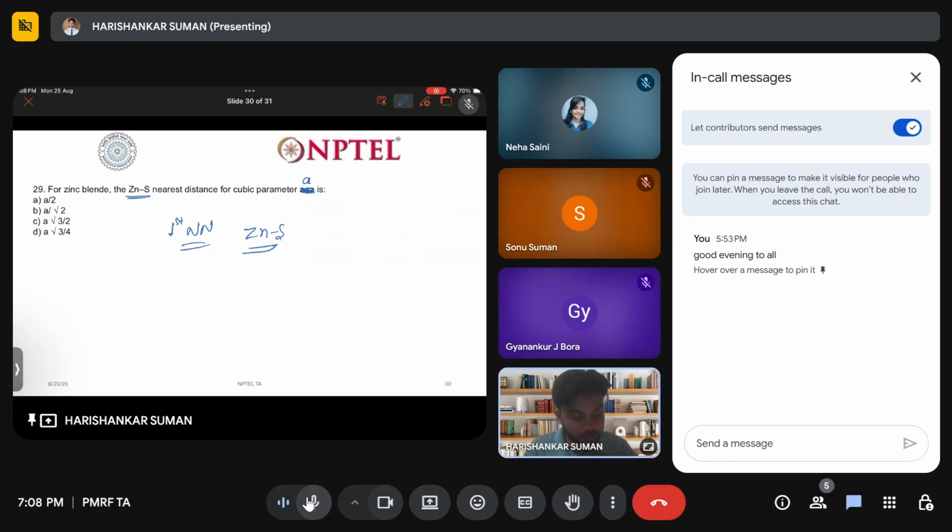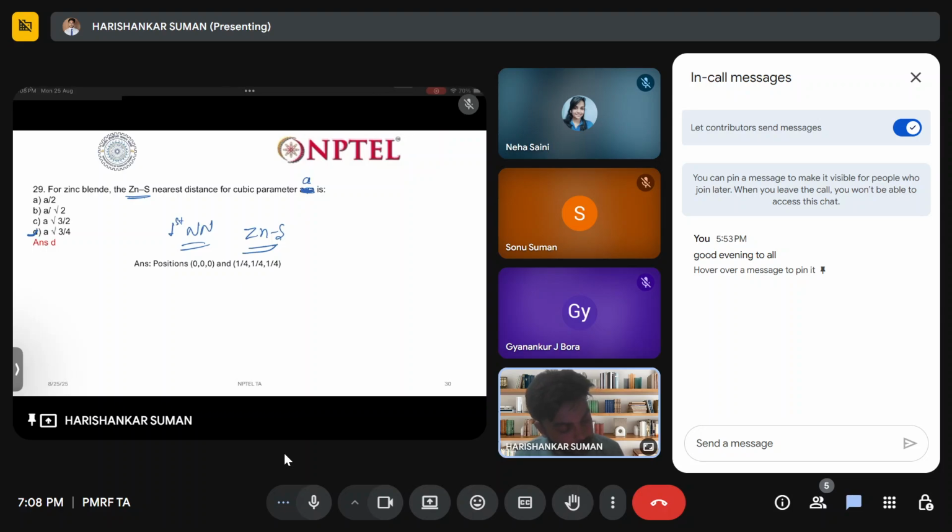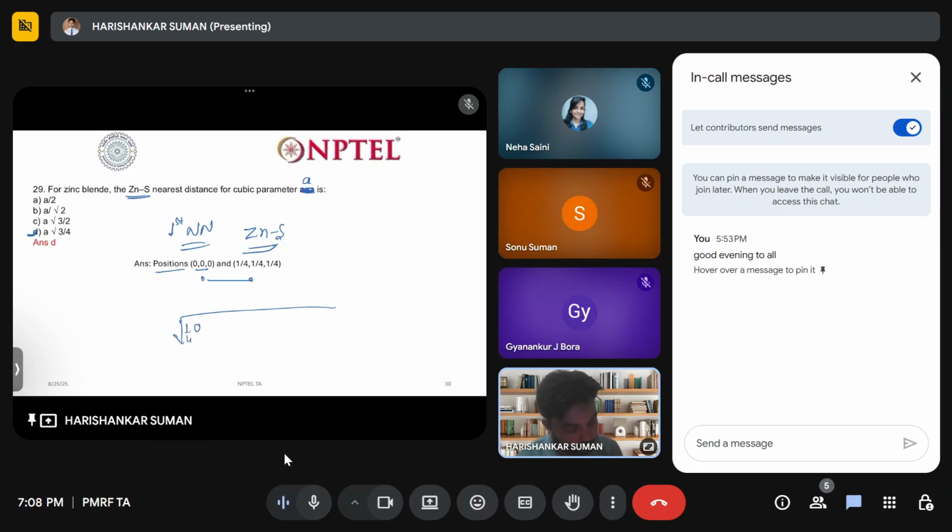Didn't get the answer, so let's discuss this question. The answer will be D, but how? Let's see. So zinc blende, ZnS, is like a diamond cubic structure. This first is Zn, position is 0. For S we can take 1/4, 1/4, 1/4. So the distance between these 2 points will be 1/4 minus 0.